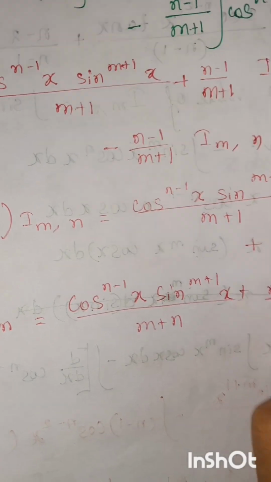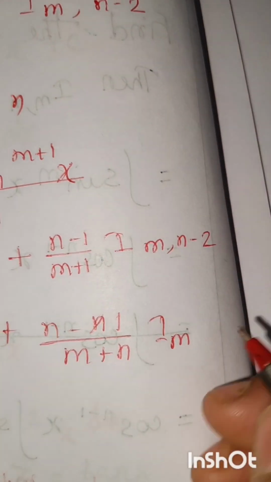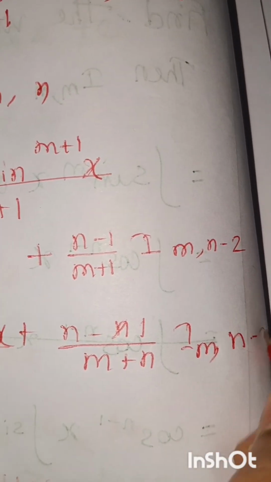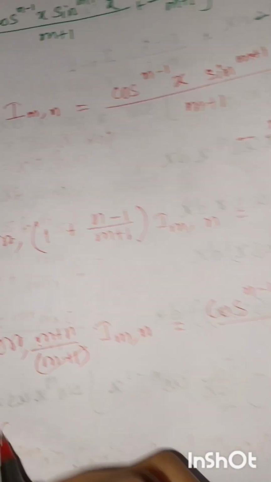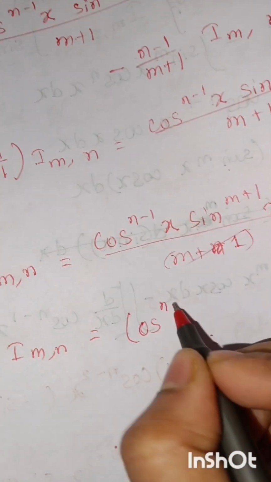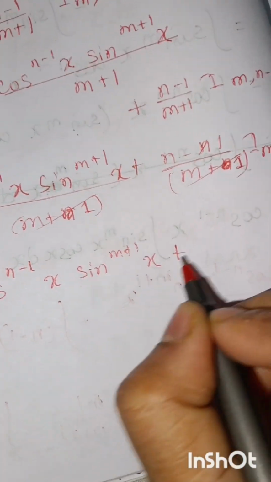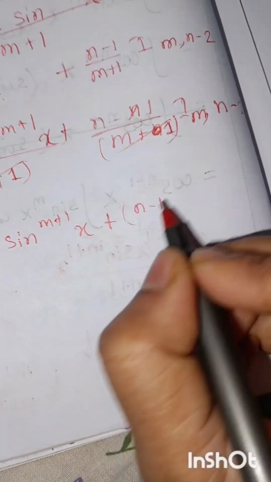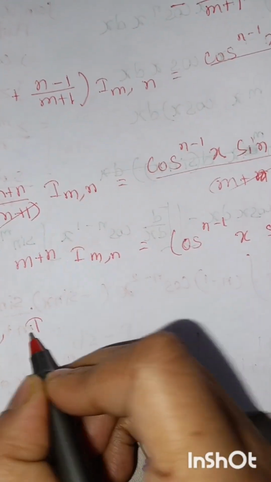So we can also call that we multiply m plus 1 on each side, and we also say that we are cutting m plus 1. Okay, so next line, m plus n into I m comma n is equal to cos to the power n minus 1 x sin to the power m plus 1 x plus n minus 1 I m comma n minus 2. Next we put the value of I m comma n.